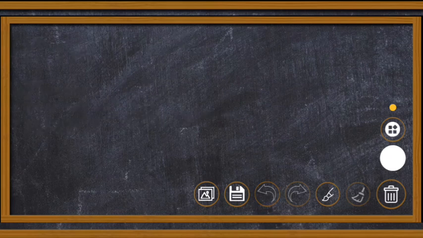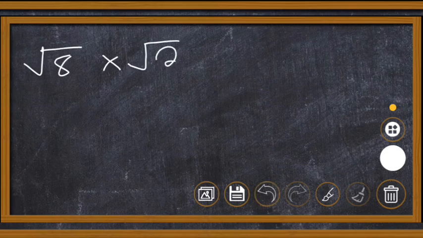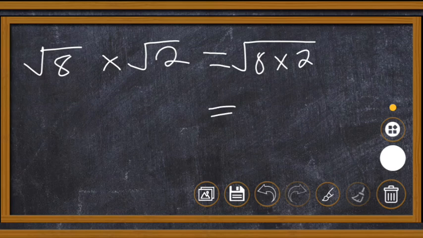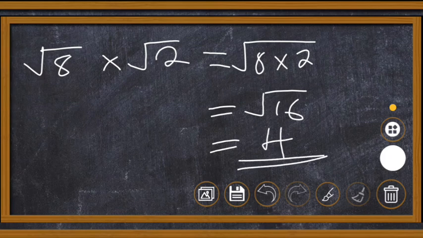So let's say you have been asked to simplify, let's say, root of 8 multiplied by 2 root of 2. How can you simplify such? According to the product rule, when you are multiplying the values separately using the same root, you simply multiply them under the same root. That is 8 multiplied by 2, which is 16. The square root of 16 is 4. So this is the answer to such kind of equation.